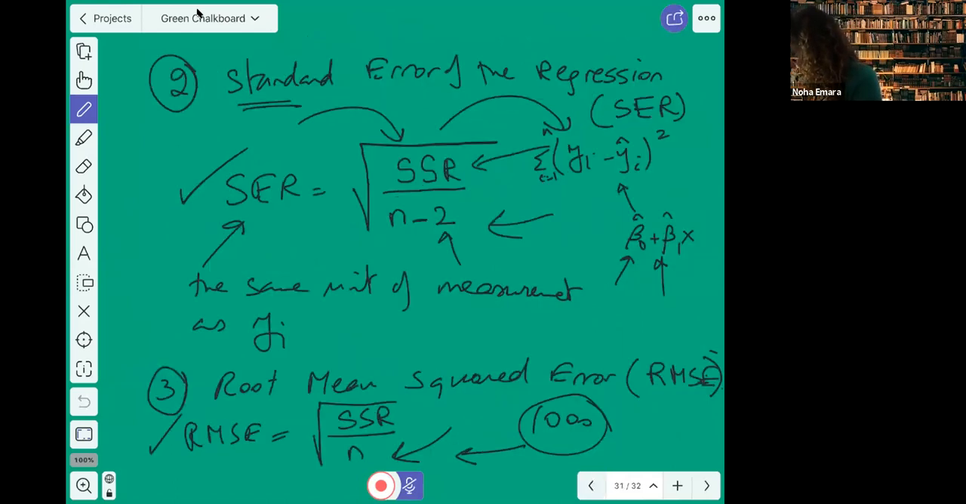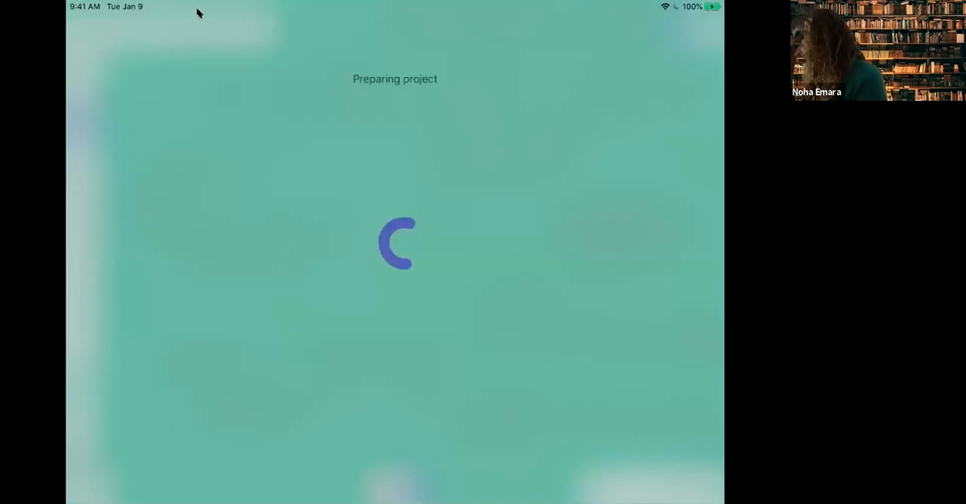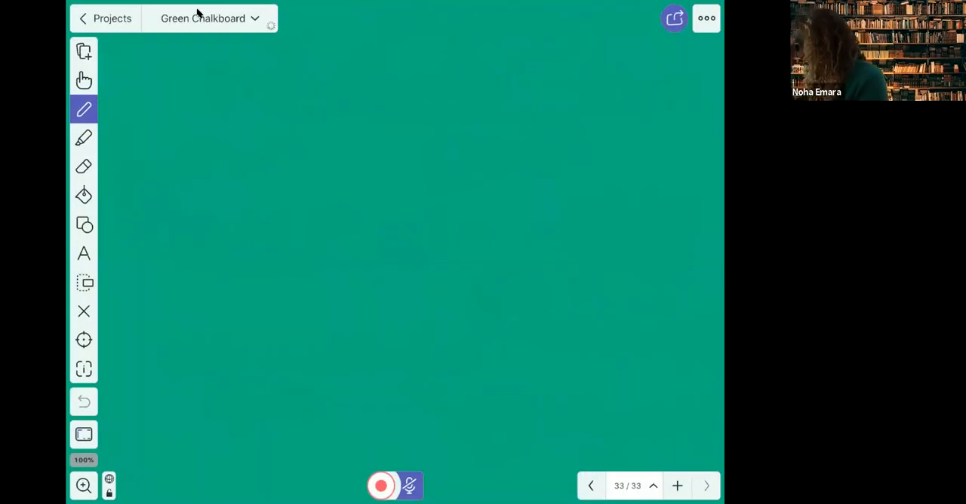Okay, so this is for the adjusted R-square. So how many do we have now? This is 2, this is 3. Adjusted R-square is number 4. Okay, all right, what else? In a multi-regression model, I have to modify SER. So SER in a multi-regression model would look like this.